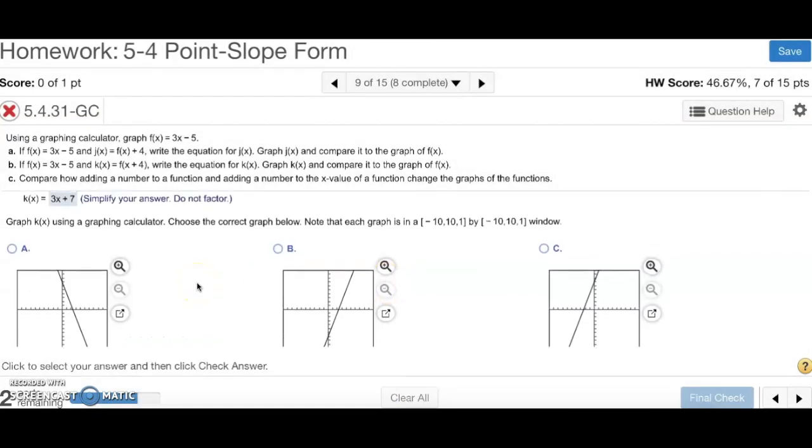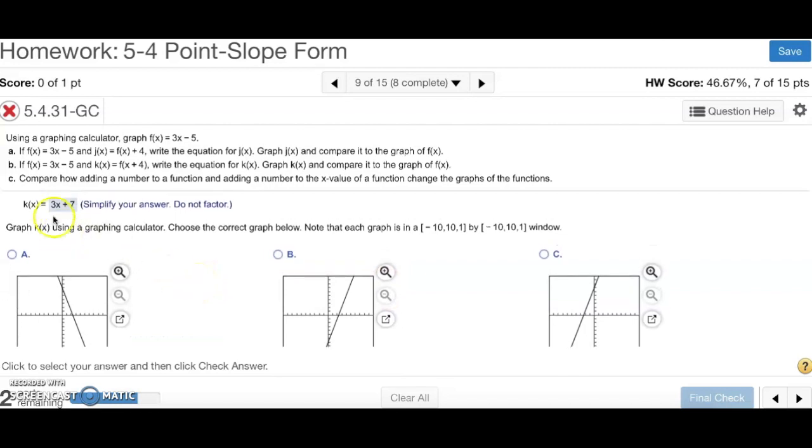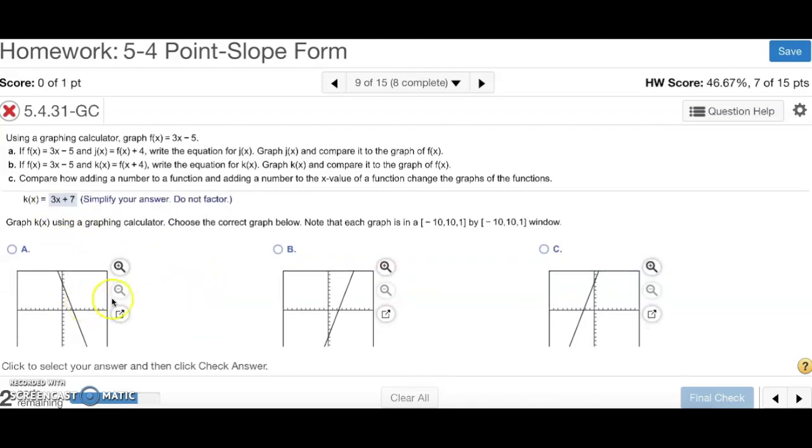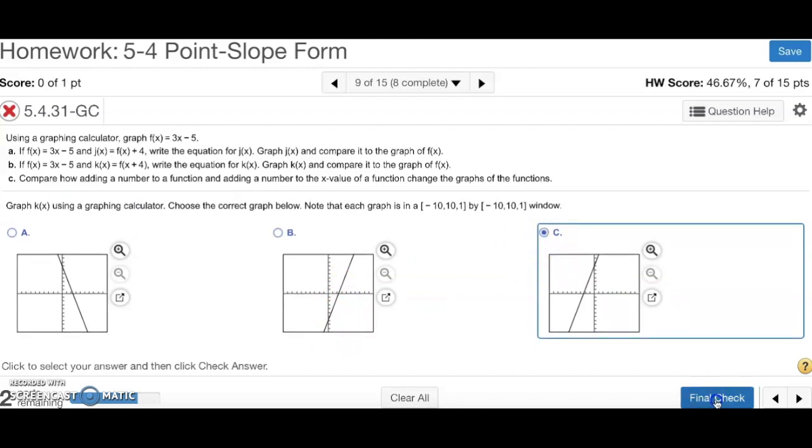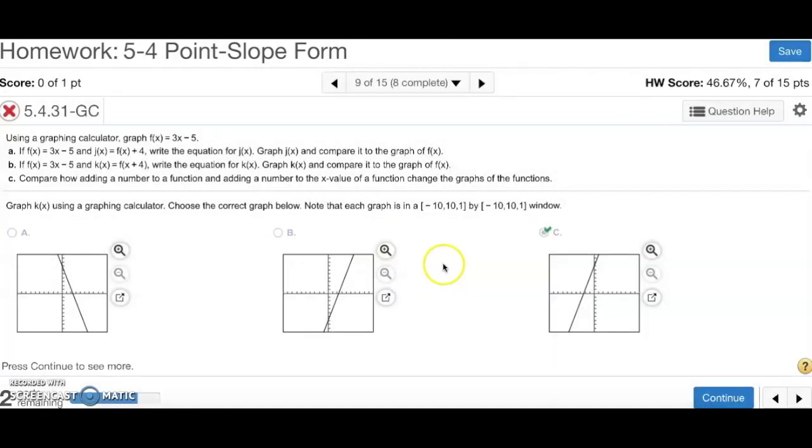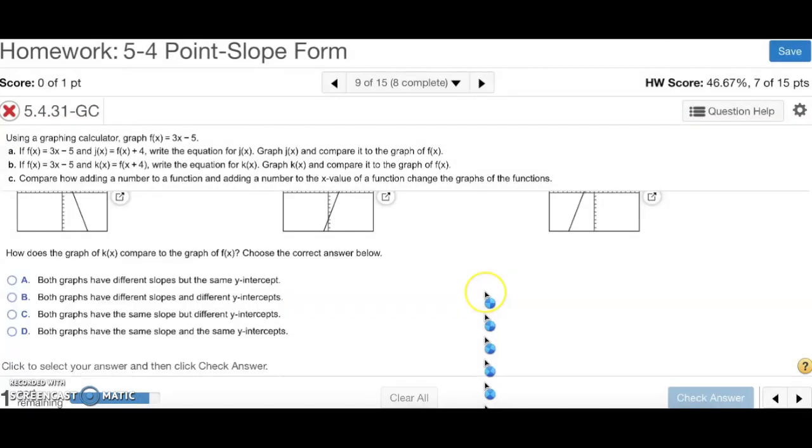Now my graph. It's a positive slope, so we know it can't be A. It's a positive y-intercept, so it can't be B. That's a negative y-intercept, so it has to be C. Now how did the graphs compare? Well, the slopes didn't change, but the y-intercepts did. So they had the same slope, but different y-intercepts.